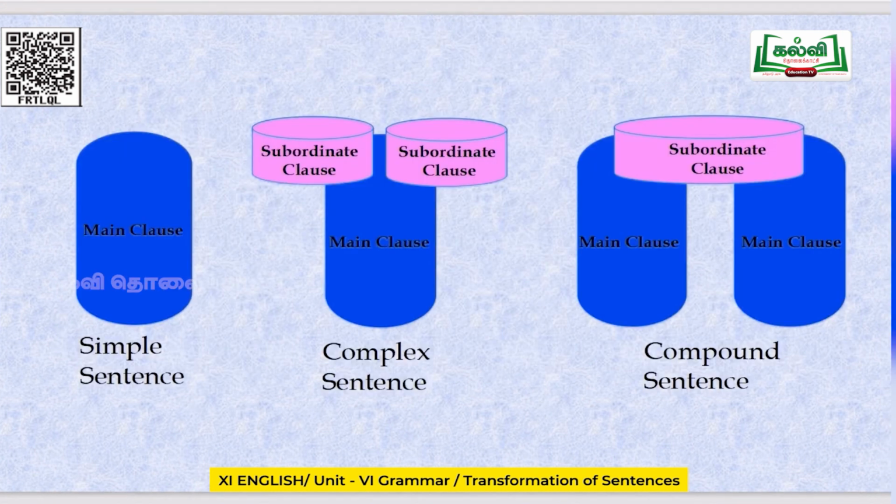Children, I have given a picture. If we represent the main clause as a pillar, then a simple sentence will have just one pillar. A complex sentence will have a single pillar and number of blocks on top of it. These blocks are subordinate clauses. And the compound sentence can be shown like having two pillars or many pillars, and on top you can have any number of blocks or you may not even have blocks. So like this you can understand the types of sentences.